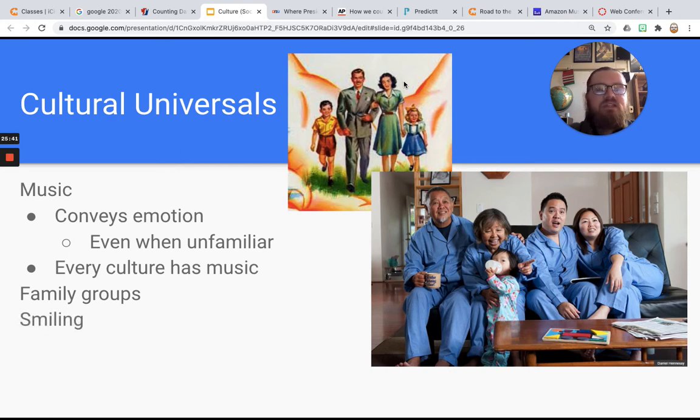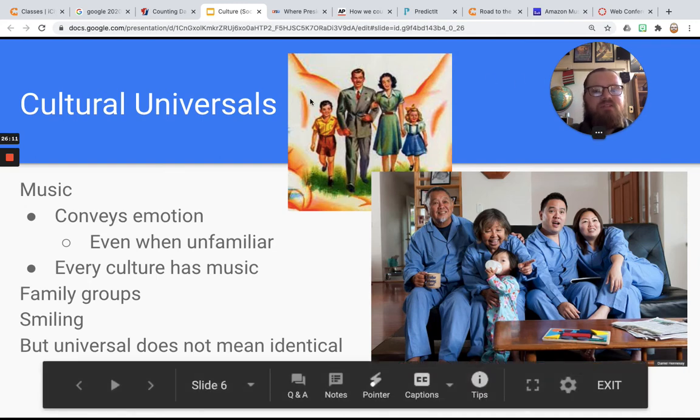We also see that smiling is a cultural universal. It is generally understood across all societies. It is practiced by all societies. But in both cases, smiling and family groups and music do not have to be identical. Just because they are universal does not mean they're the same from society to society, from culture to culture.